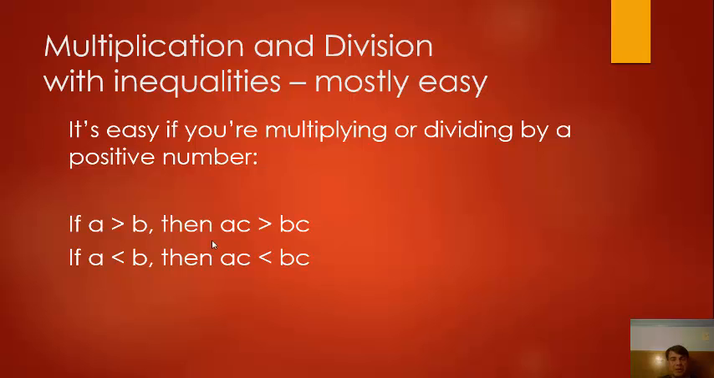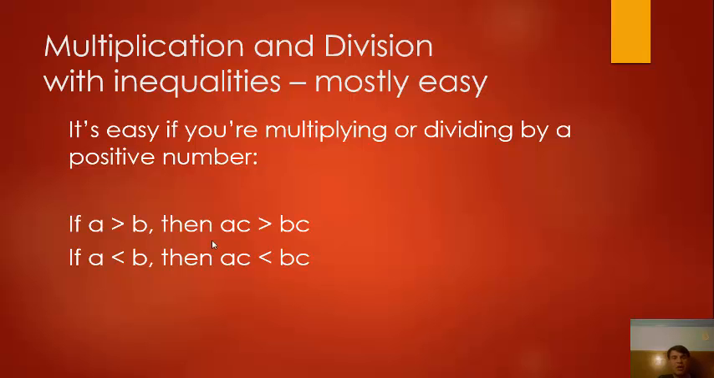If A is greater than B, then A divided by C is going to be greater than B divided by C. If A is less than B, then A divided by C is going to be less than B divided by C. So I didn't put the division in there, but it's exactly the same. If C, the number you're multiplying by, is positive, then the inequalities stay the same no matter what you multiply or divide them by, that is, if you're doing the same number on both sides.